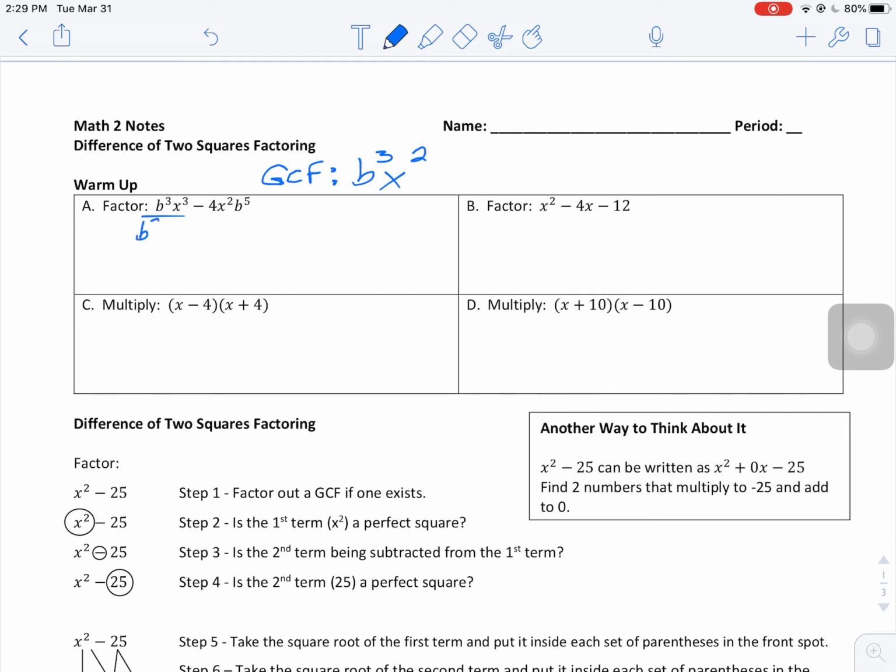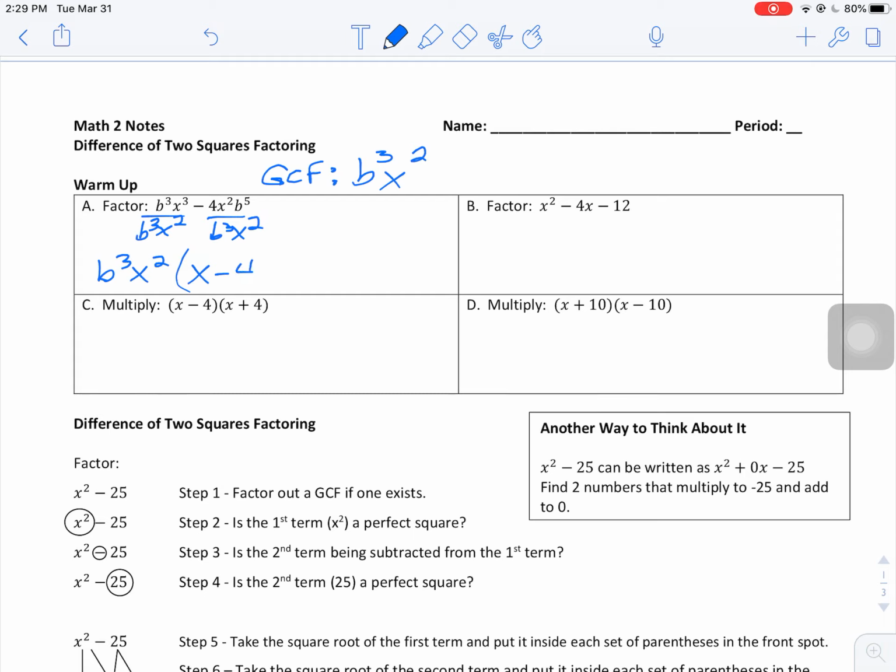So I'm going to divide everything by the greatest common factor. And remember, your GCF should always be written out in the front. For the leftovers in the parentheses in the back, b to the third divided by b to the third cancels out to 1, and then x to the third divided by x squared. You're dividing like bases, so you subtract the exponents. 3 minus 2 is 1, so it would be x to the invisible 1, which is just x.